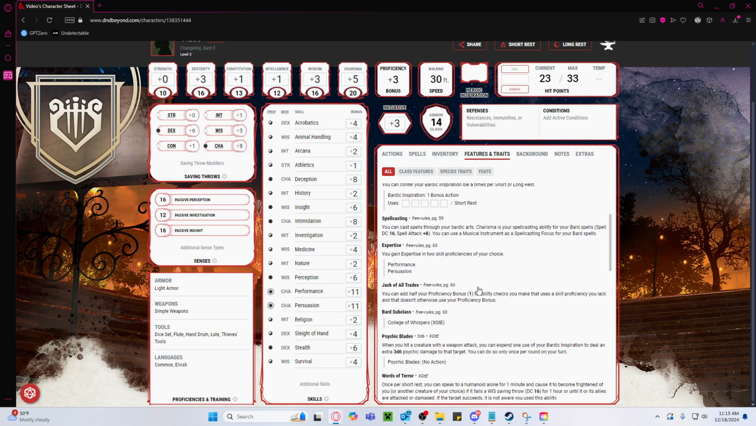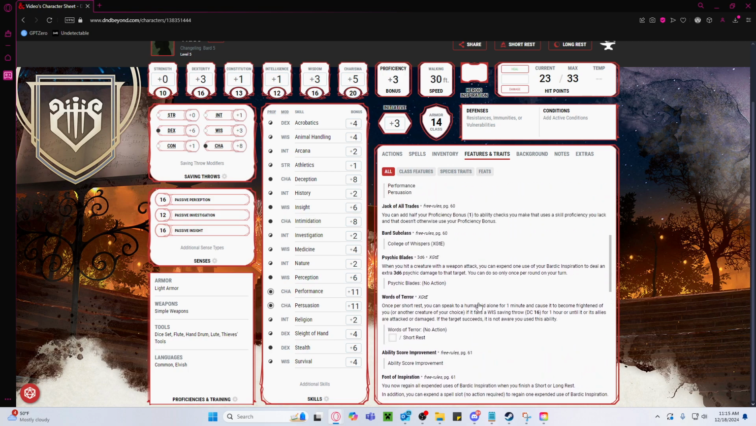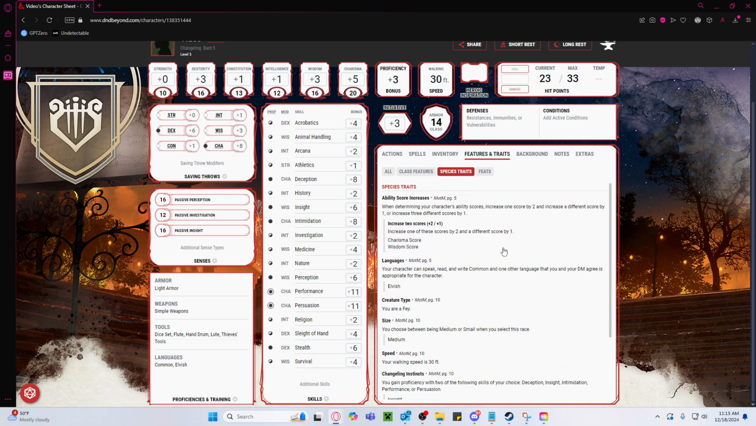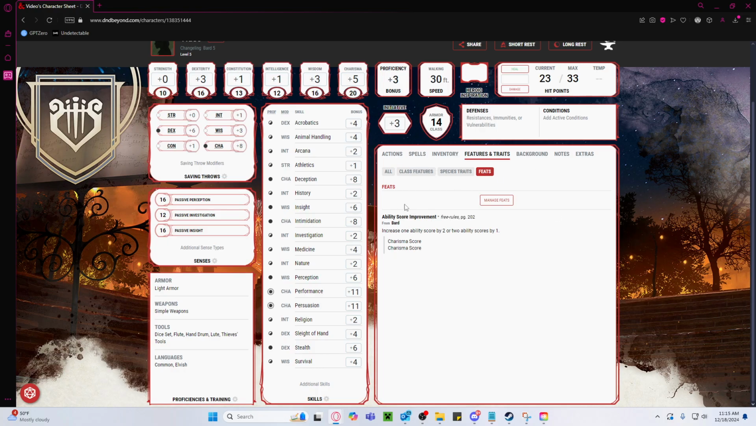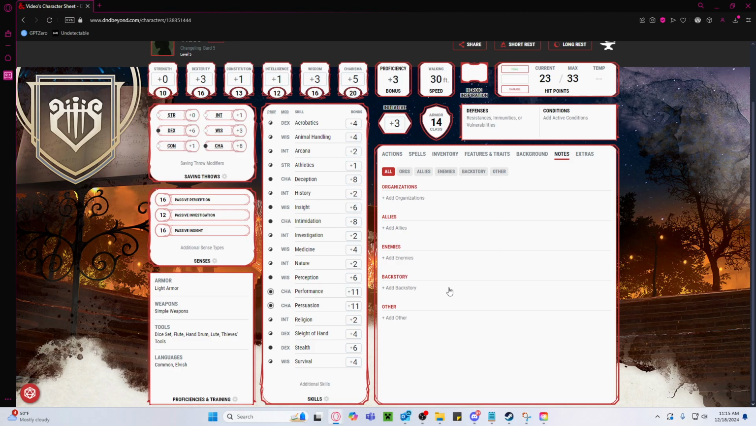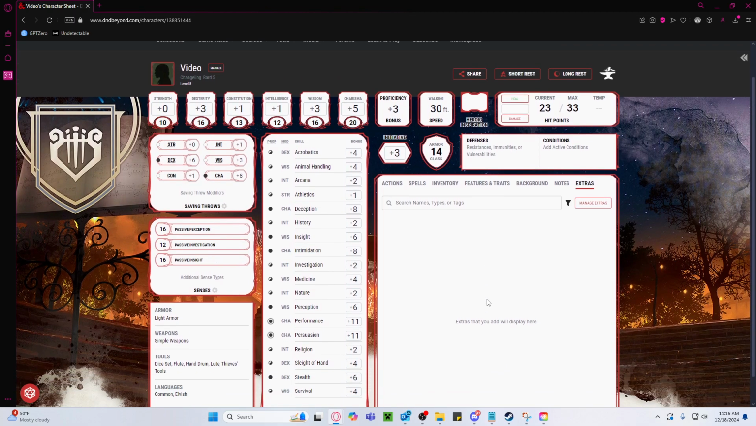Features and traits just kind of gives you the rundown of what you can do and how it works. So as you can see, it even tells me the stuff like my Bardic Inspiration here, just if I want to try to find it. You can also break it up into class features as well as racial traits or species traits. And then feats if you chose one. Remember, we kind of looked at them before. That's what it would tell you if you select those, as well as your background, your notes, and anything extra you have. And that is basically what you're looking at here.